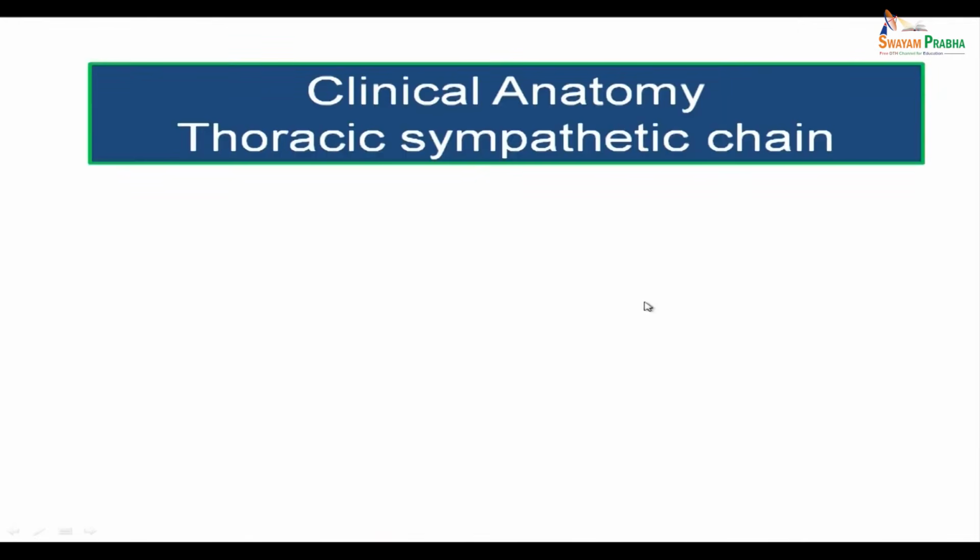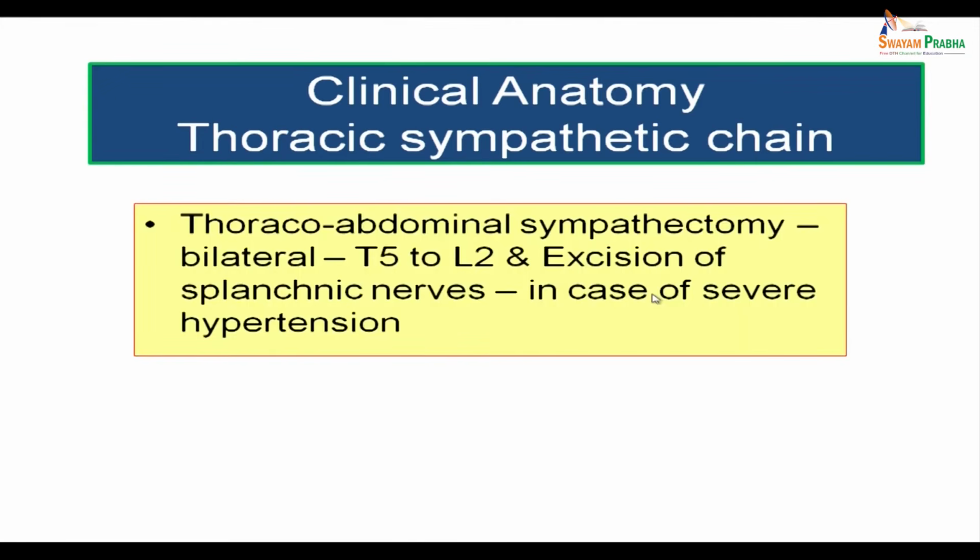Coming to the applied anatomy of the thoracic sympathetic chain, thoraco-abdominal sympathectomy is a procedure which is done bilaterally, excising the T5 to L2 sympathetic chain or trunk along with the splanchnic nerves. This is done in case of severe, uncontrollable hypertension. Then thoracic sympathectomy or thoraco-abdominal sympathectomy is the procedure of choice. It should be done bilaterally.